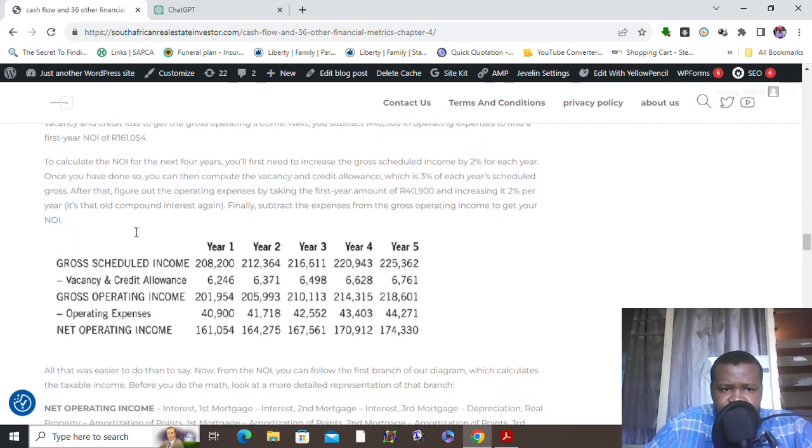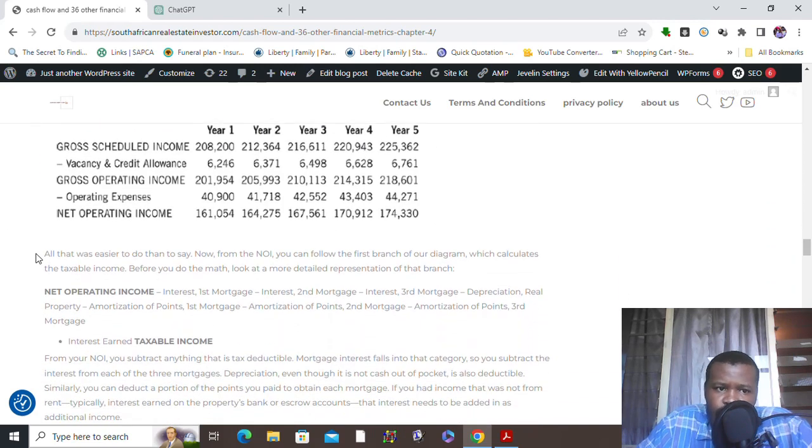161,054. To calculate the NOI for the next 4 years, you first need to increase the gross scheduled income by 2% a year. Once you have done so, you can then compute the vacancy and credit allowance, which is 3% of the year's scheduled gross. After that, figure out the operating expenses by taking the first year amount of 14,900 and increasing it 2% per year. Finally, subtract the expenses from the gross operating income to get your NOI. Now here is that schedule for year 1, year 2, year 3, year 4, year 5. All that was easier to do than to say.